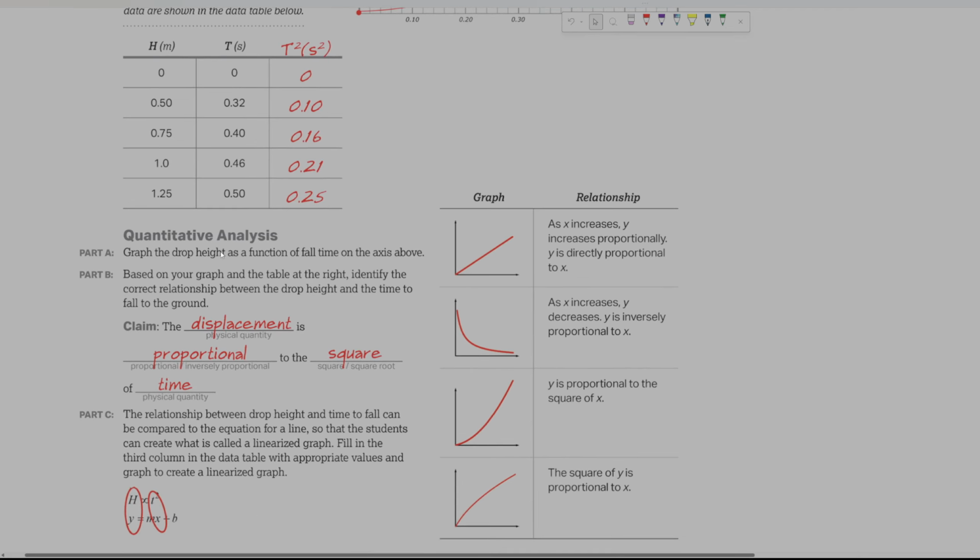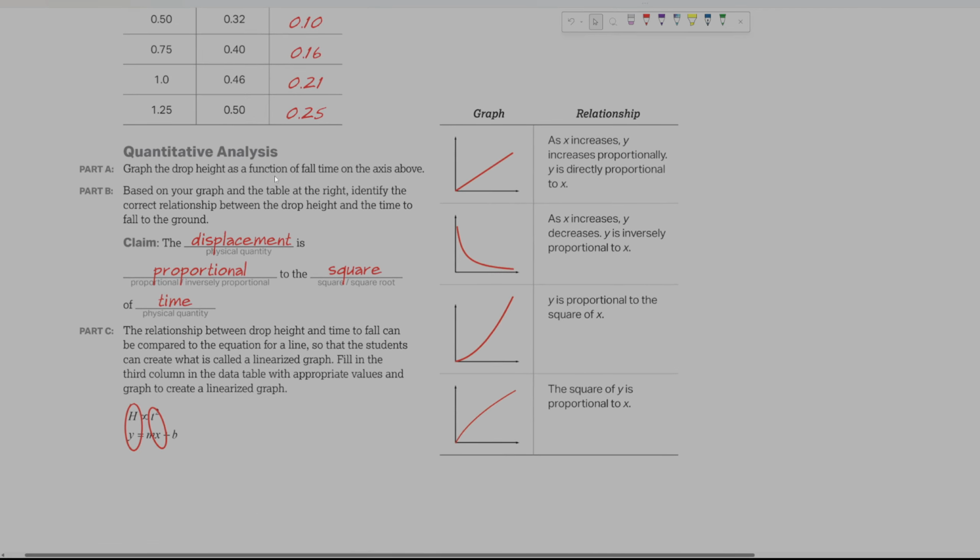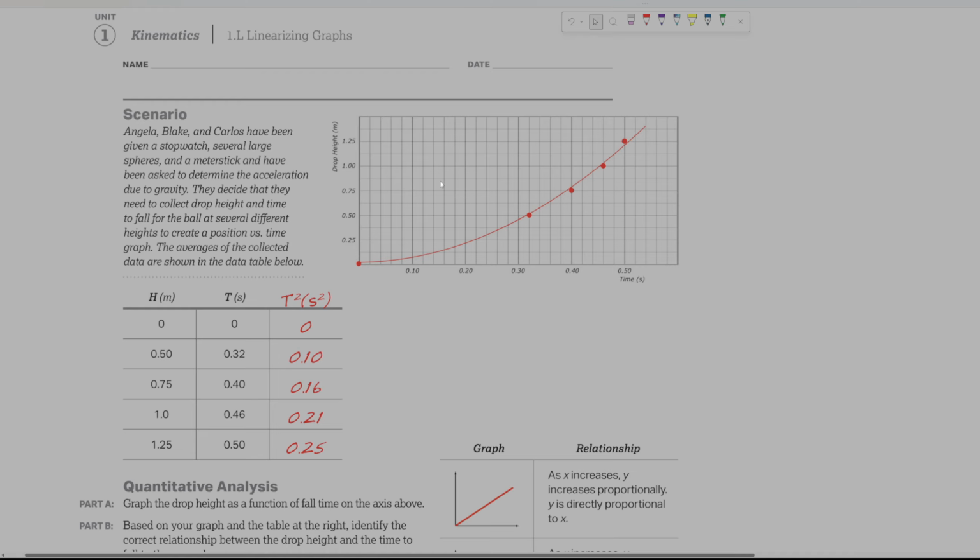So, part A, graph the drop height as a function of fall time on the axis above. So your graph should look a little bit like this. Now, the thing I really like about this is that the data is not perfect. It's experimentally determined data. And so when you get this, you see this pattern.